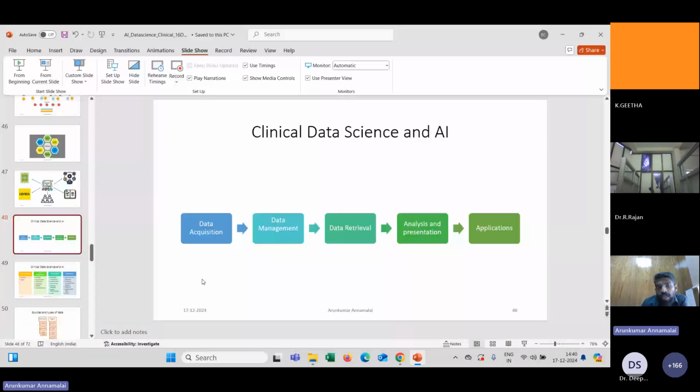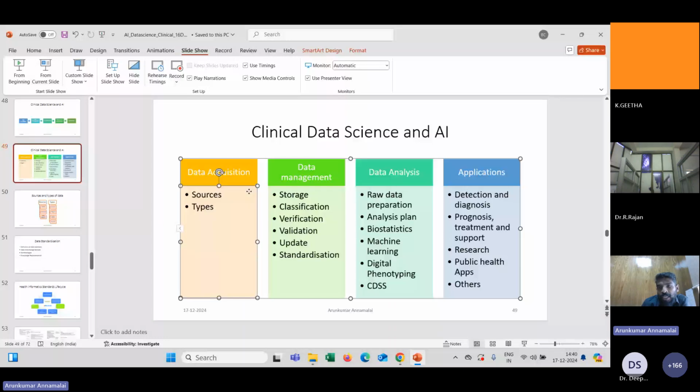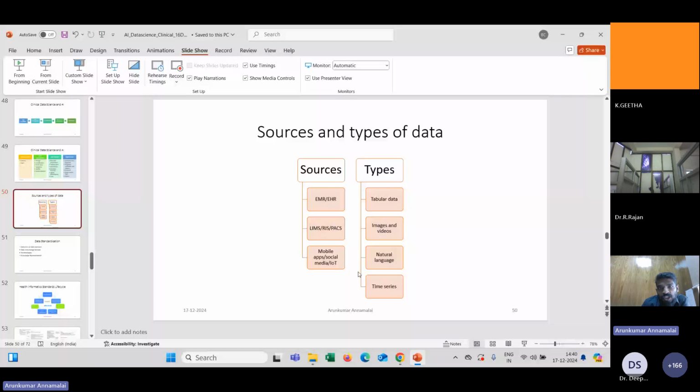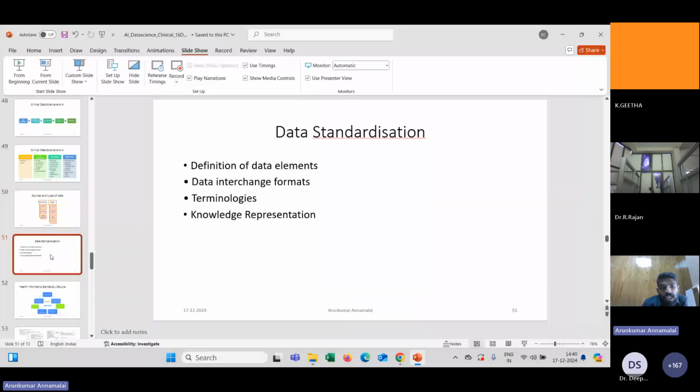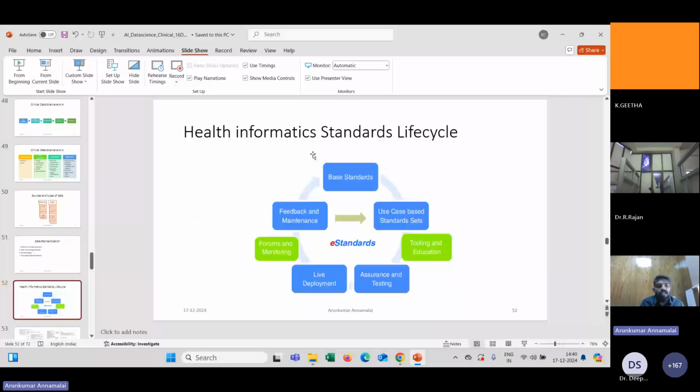And when it comes to clinical data science, you need to know how the data is acquired, how it's managed, how it's analyzed and applied. In data acquisition, you need to know the sources and types of data. These are the data standardization steps. And in data standardization, we have the health informatics standards lifecycle.